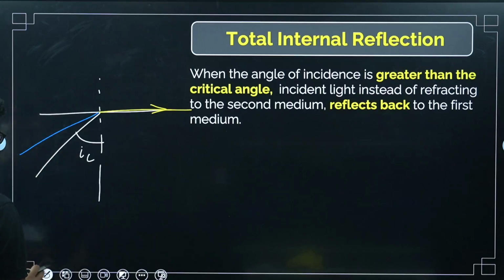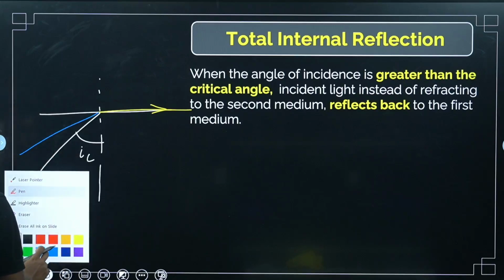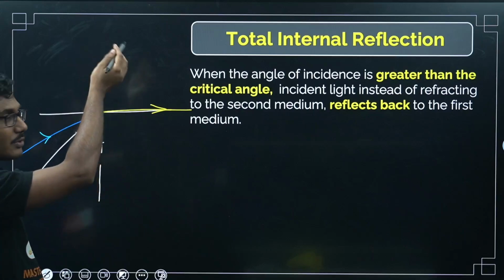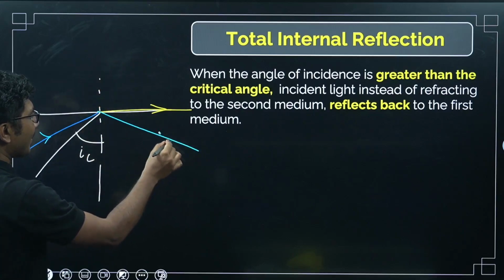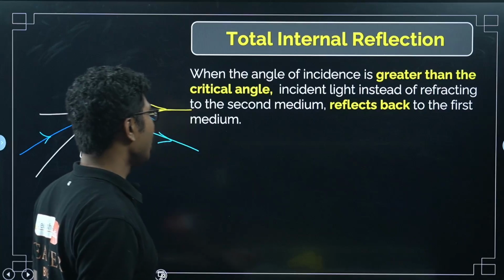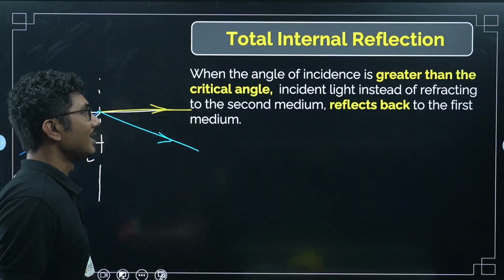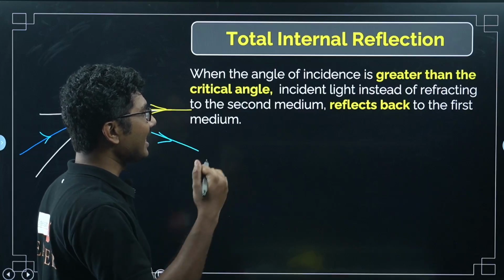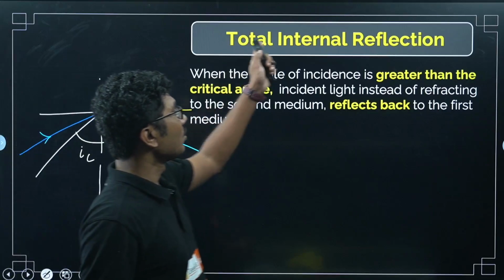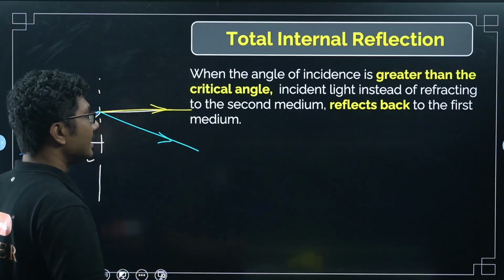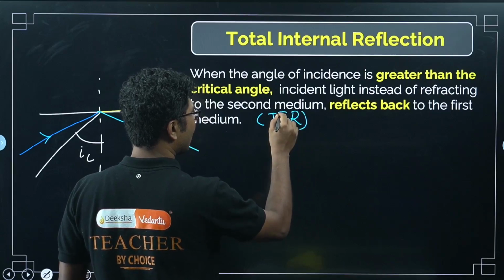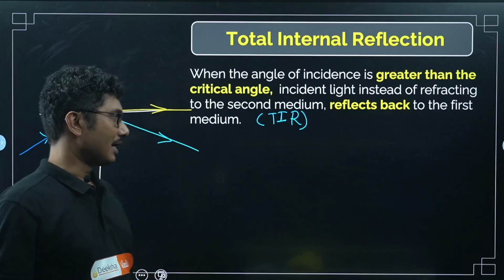Now what will happen if my angle of incidence is greater than the critical angle? In this case, instead of going to the second medium, the entire ray of light will come back to the first medium itself. This phenomenon is called total internal reflection. Incident light, instead of refracting into the second medium, reflects back into the first medium. In short, this is also called TIR, total internal reflection.